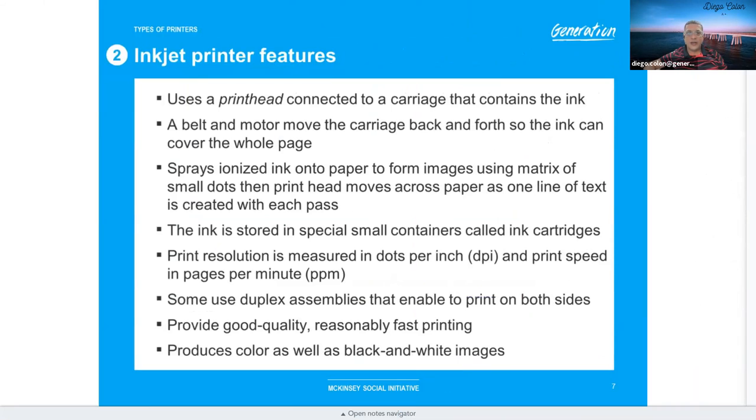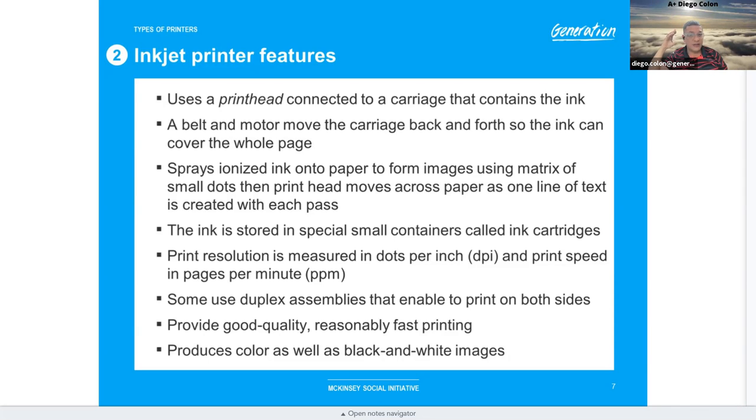Inside the inkjet printers, it uses a print head now to connect to a cartridge that contains the actual ink. Now this moves on a belt and motor around the carriage back and forth to be able to create the whole page. The spray then obviously is ionized ink onto the paper to form the images using a matrix of what they call small dots.